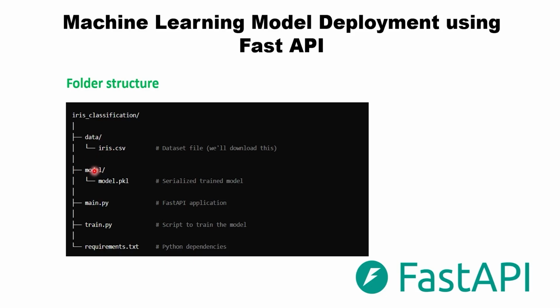In model, we will store our machine learning model as pickle object. In main.py, we will have FastAPI application code. In train.py, we will have our machine learning model training code. And in requirement.txt, we will have Python libraries that we are going to install.